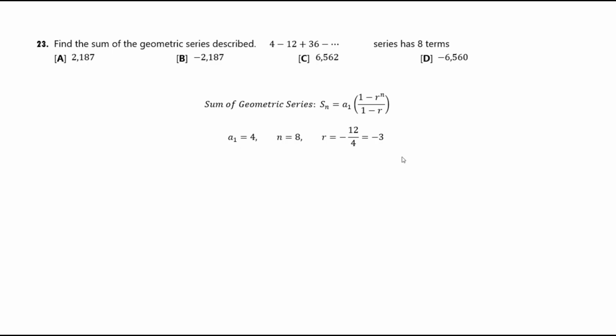So now that we know what r is, we know that n is 8 because they said that the series has 8 terms. And we also know that the first term is 4. So we can go ahead and start plugging in and do the math. Negative 3 to the 8th power is 6,561. This was done on the calculator. 1 minus that 6,561 is negative 6,560. I'm going to go ahead and divide those. So negative 6,560 divided by 4 is negative 1,640. Multiply those and I get my final answer.